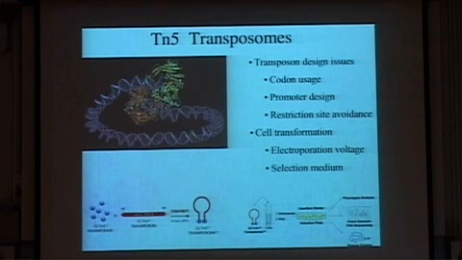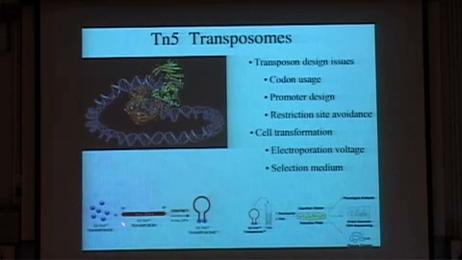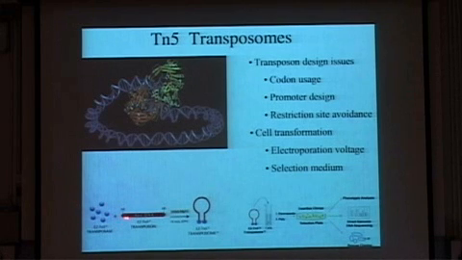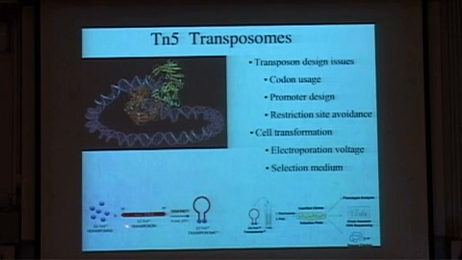Just a word about these transposomes. The idea is that you do an in vitro reaction between the DNA, the linear DNA fragment of the transposon, and the protein, again in vitro protein, the Tn5 transposase. And that reaction, when you finish it, the protein binds to 19 base pair inverted repeats at the two ends of the DNA fragment and forms this hairpin structure in vitro.